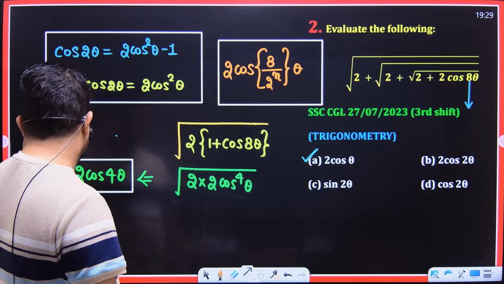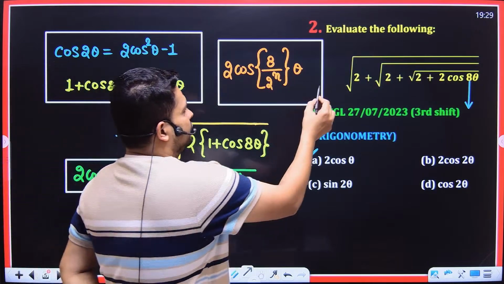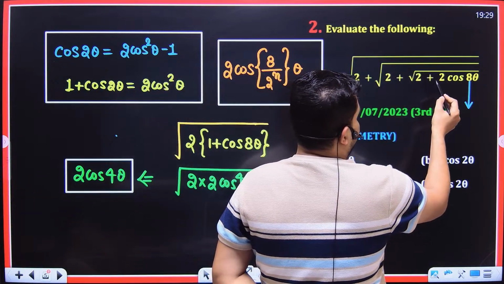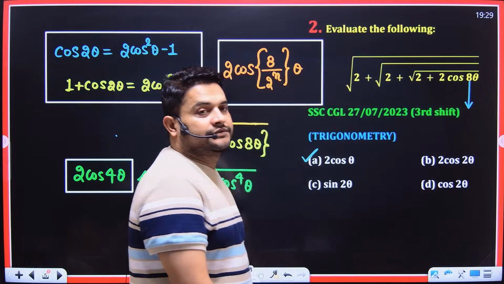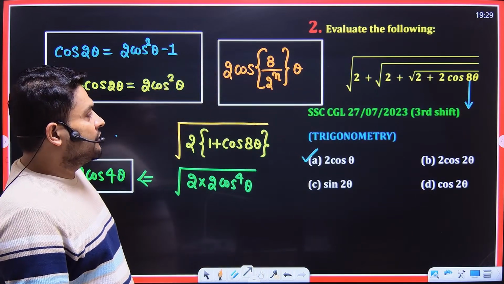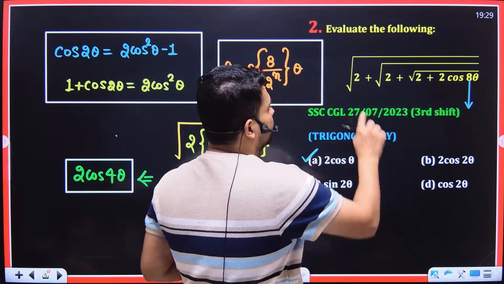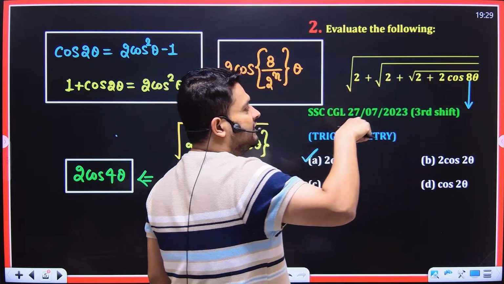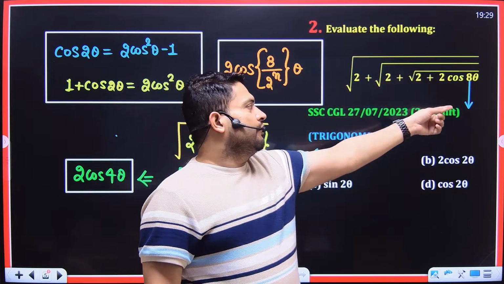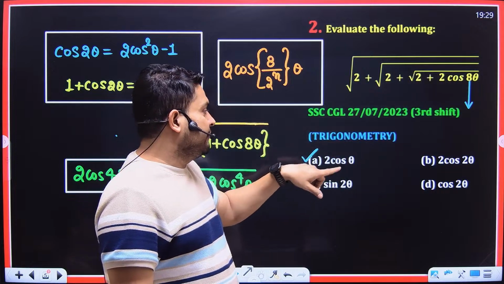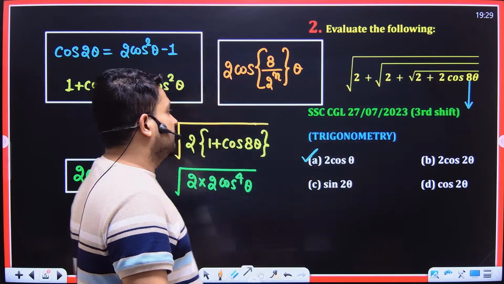So if we have a question root 2 plus root 2 plus root 2 plus 2 cos 64 theta, then what would your answer be? You will divide 64 by 2 to the power 3, that is 8, and 64 by 8 is 8. Your answer would be 2 cos 8 theta.